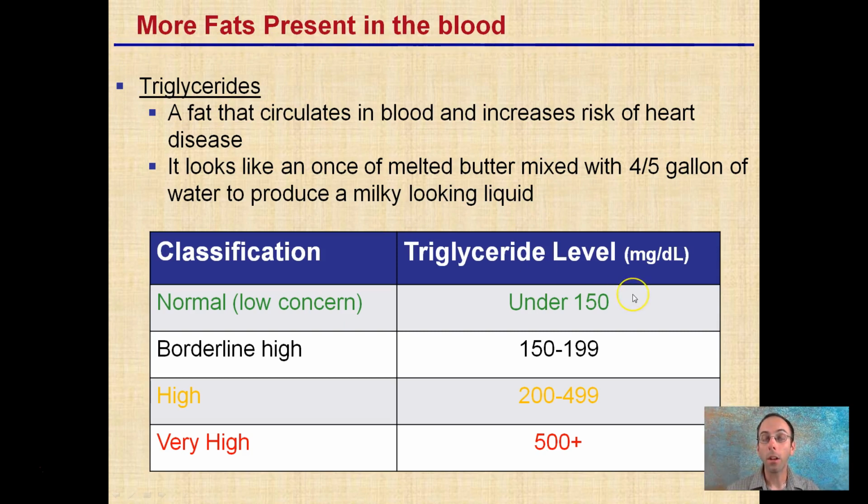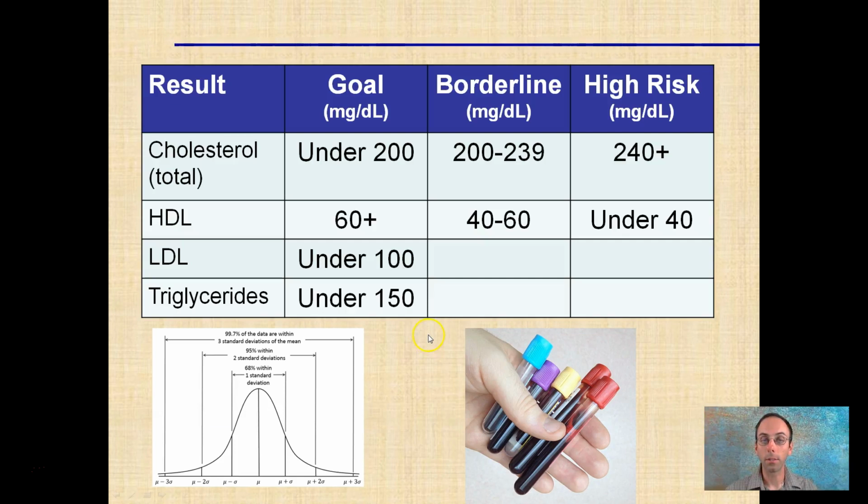Now, having none of them is not necessarily the goal. Under 150 milligrams per deciliter is the normal or level of low concern. Borderline high is 150 to 199. You can see high and very high levels. So having a certain amount is considered normal. But when we start getting into higher numbers, that's where we may get concerned, and the reason why we typically have blood work done to be able to assess these levels.